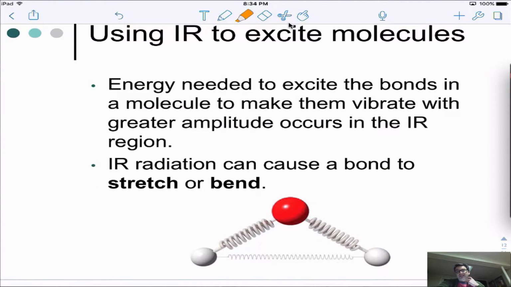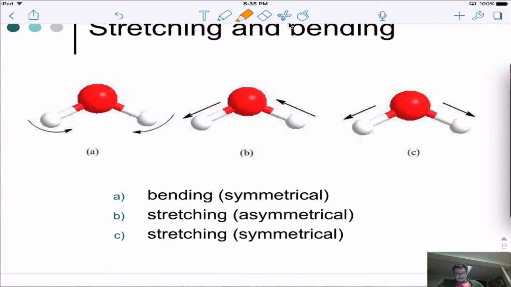So they'll use this infrared light to get molecules excited. And this will cause the bond to stretch or bend. It's not powerful enough to break the bond, but it causes the bonds to wiggle, to bend, and this will cause there to be some kind of absorption of the infrared light that you can see on that graph. Now we have the bending, the stretching, where you have asymmetrical versus symmetrical, and depending on what's happening will depend on whether or not you will actually see a reading. It's called IR active, IR inactive.